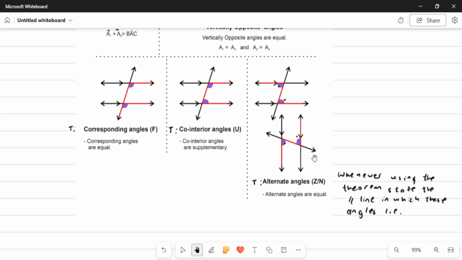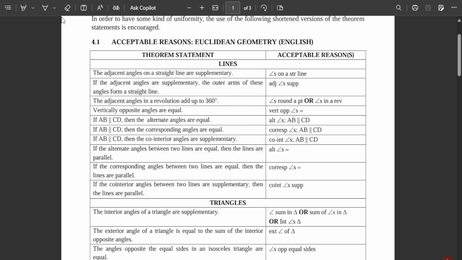And so if we go back to our reasoning, let's go to our reasoning sheet. Right, if you come to our reasoning sheet, there you can see precisely what I was saying. These here, can you see here? Whenever you're using the theorem, you state the parallel line. So that's what I mean by theorem. But whenever you're using the converses, the reasoning changes. So you'll say alternate angles equal, corresponding angles equal, co-interior angles supplementary. Understood? So these are the theorems and these are the converses.